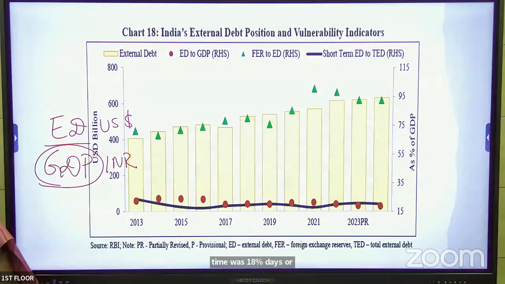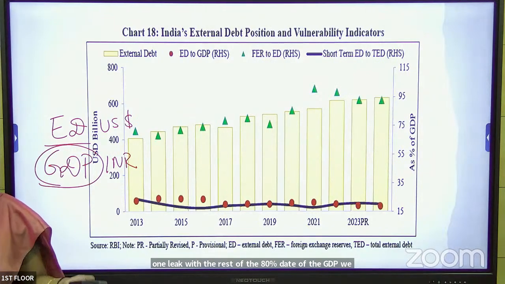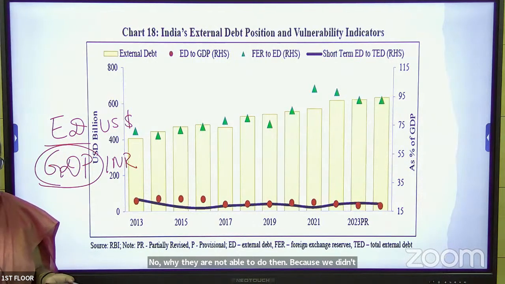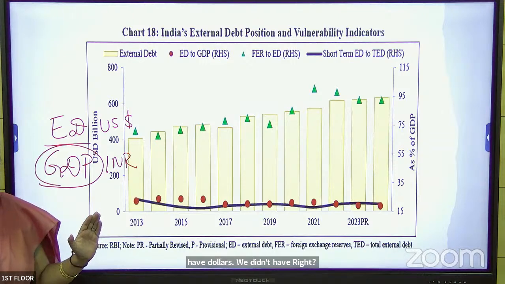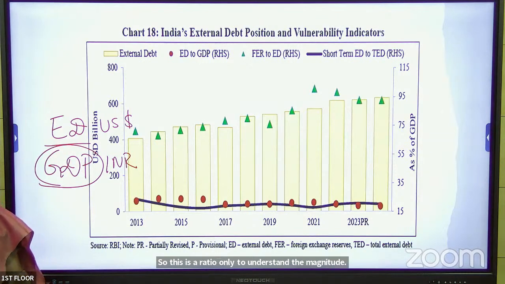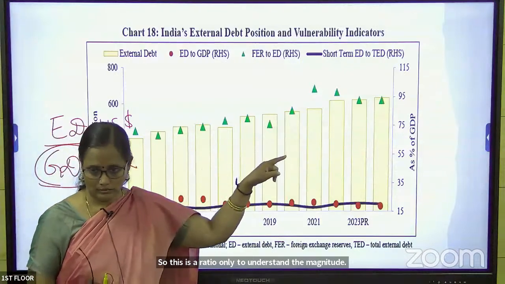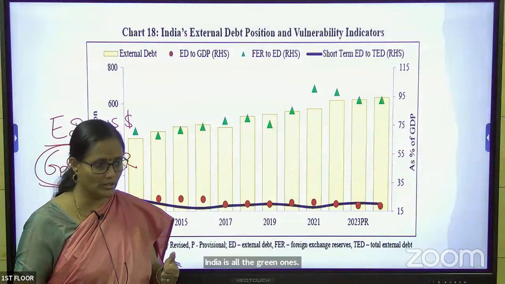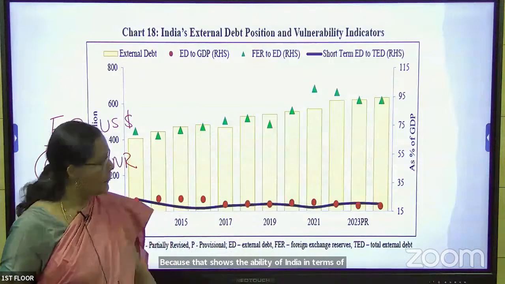With the rest of the 80% of the GDP, we could have overcome the crisis, no? Why were we not able to do so then? Because we didn't have dollars. We didn't have foreign exchange, right? So this is a ratio only to understand the magnitude. It's not useful for India as such. What is useful for India is all the green ones, because that shows the ability of India in accumulating foreign exchange reserves to meet the external debt, right?